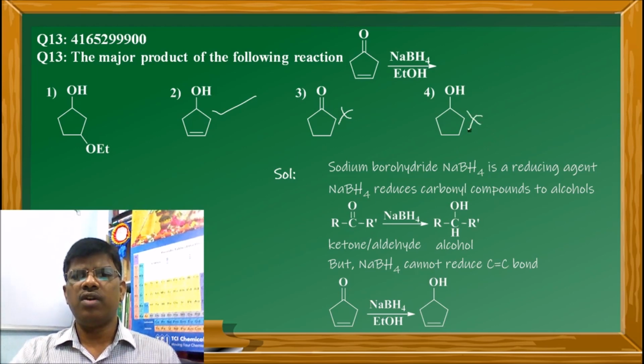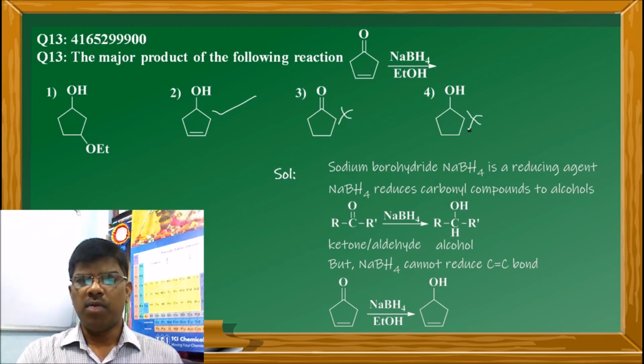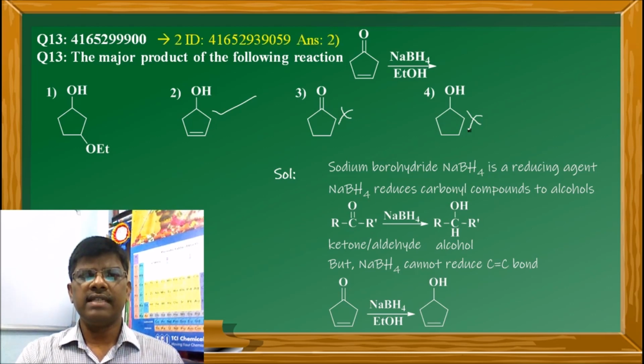We know that sodium borohydride is a reducing agent. It reduces carbonyl compounds to alcohols, ketone or aldehyde to alcohol. But sodium borohydride cannot reduce a double bond. So option number 2 is the correct option, friends.